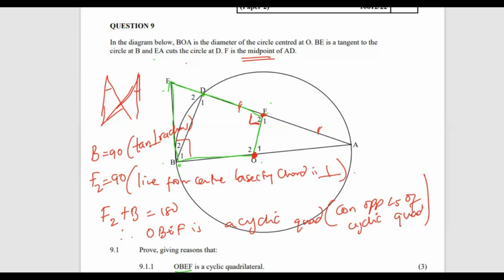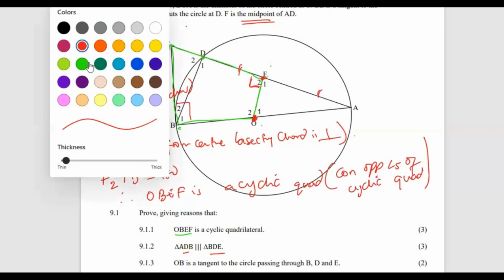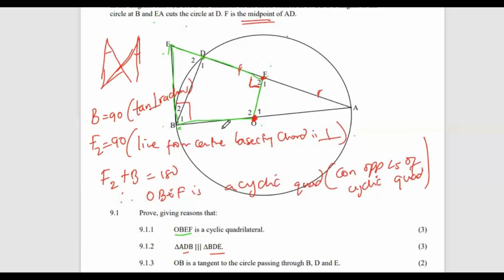All right, so that is 9.1.1. Then 9.1.2, they need us to prove that ADB is similar to BDE. Let me use different colors. ADB is the bigger triangle, and then BDE is the small one. Can we prove that they are similar?